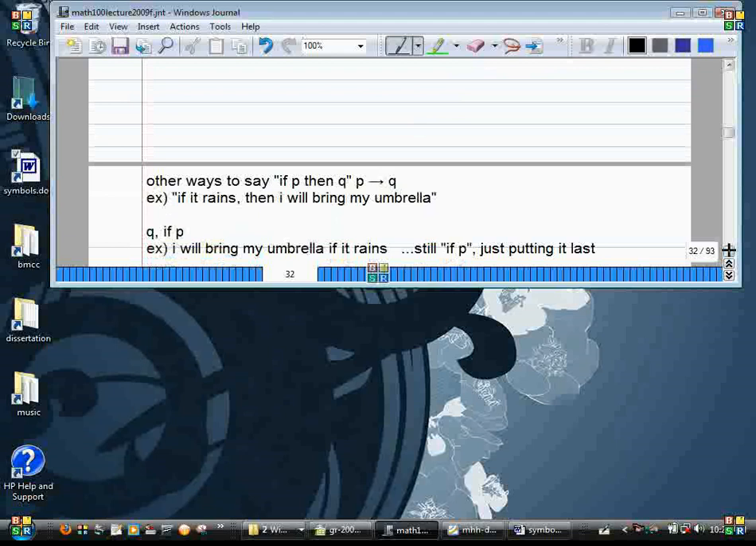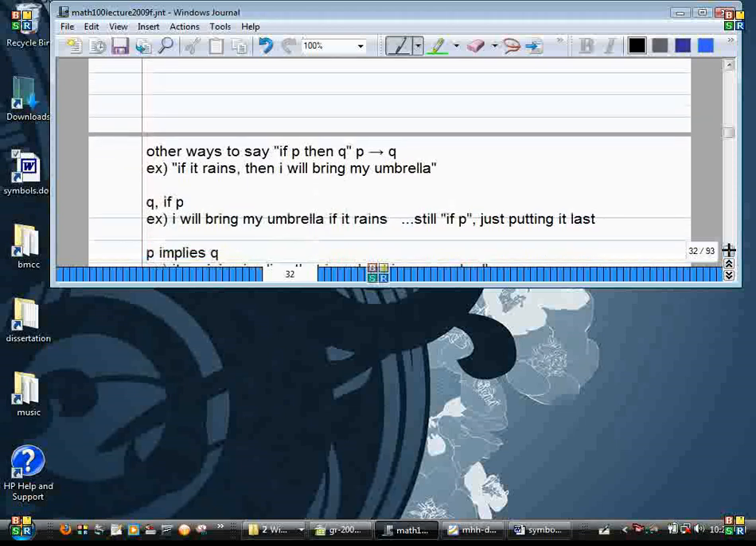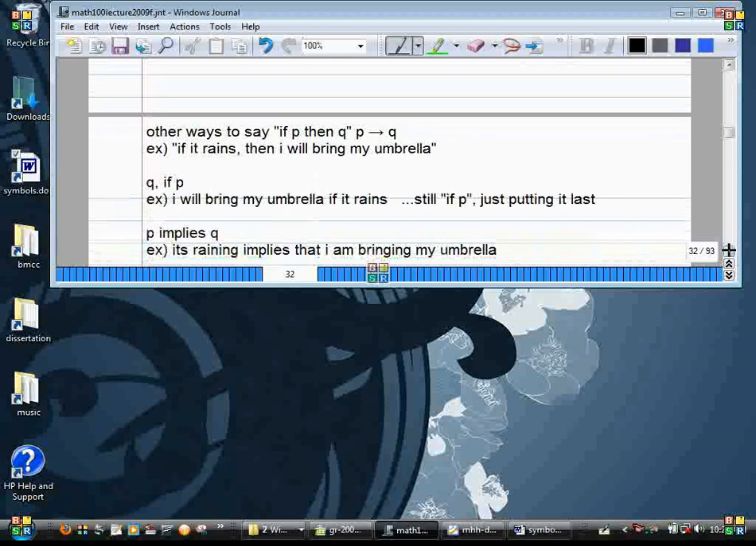Does that make sense? So this is exactly the same thing. This is almost kind of a grammar lesson. Okay. You can say P implies Q. It's raining implies that I am bringing my umbrella. That means the same thing.